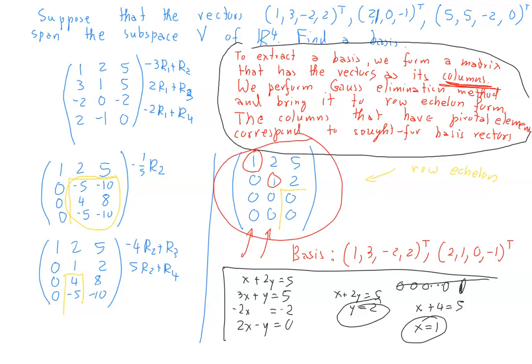The columns that have pivotal elements, that's the first and the second column, correspond to the basis vectors. That means that the vectors that went to the first and the second column, which means this one, are the ones that form the basis. That's all. That's what it says, right? I didn't do anything more, anything less. I did exactly what is prescribed right there. Okay, and you will have a homework problem to do this yourselves.